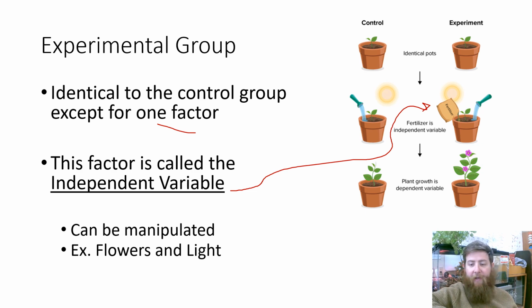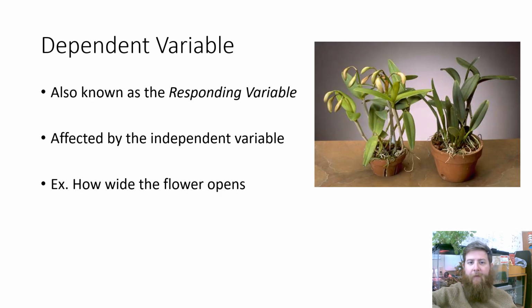So you could manipulate light, you could manipulate fertilizer, you can manipulate the soil, you can manipulate the water that you give, the temperature. All of those are the things that you, the scientist, can manipulate and then see how it affects the plant. The dependent variable, also called the responding variable, is one that's affected by the independent variable. So in that example before, using fertilizer gave more flowers, so the results were dependent on how much fertilizer you gave to that plant.